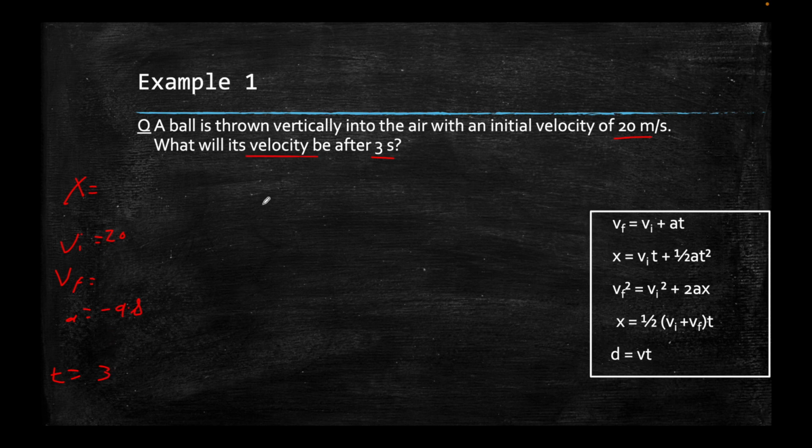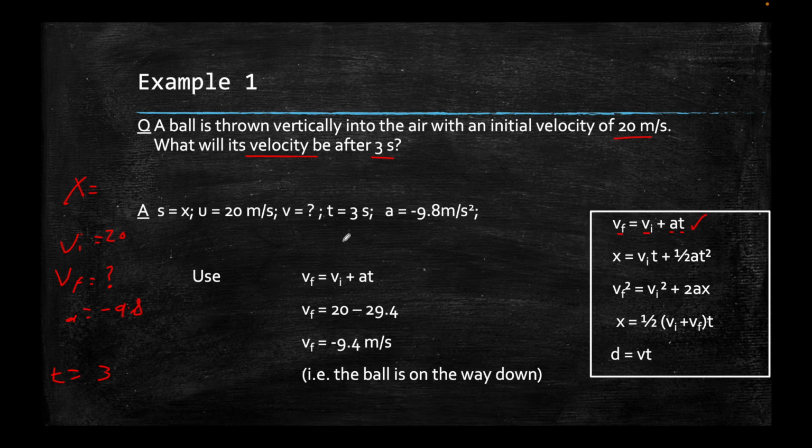What am I asking for? What will the velocity be after 3 seconds? So I'm asking for a final velocity at some point in time. Vf, Vi, A, and T. Which equation should I use? So there's my Vf, there's my Vi, there's my A, there's my T. I can use the first formula. So I just check, put the numbers inside.